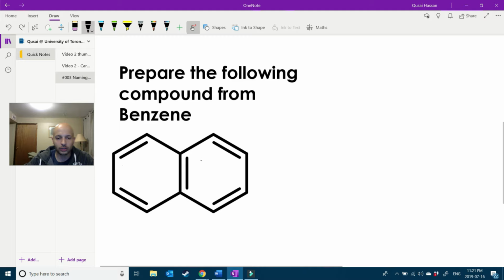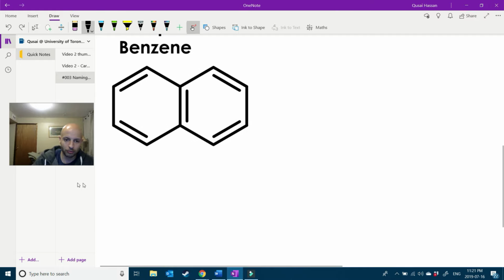Prepare the following compound from benzene. And what's implied in this question is that you could use anything else in addition to benzene to prepare the compound, as long as you start with benzene. So we know benzene kind of looks like this, right? So we have to get to this compound here.